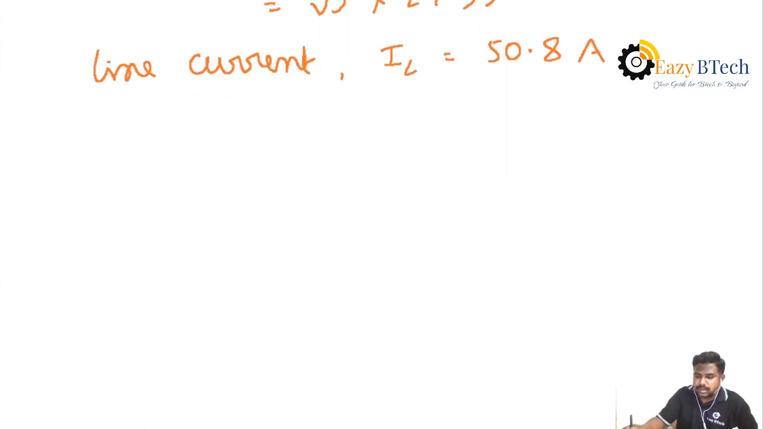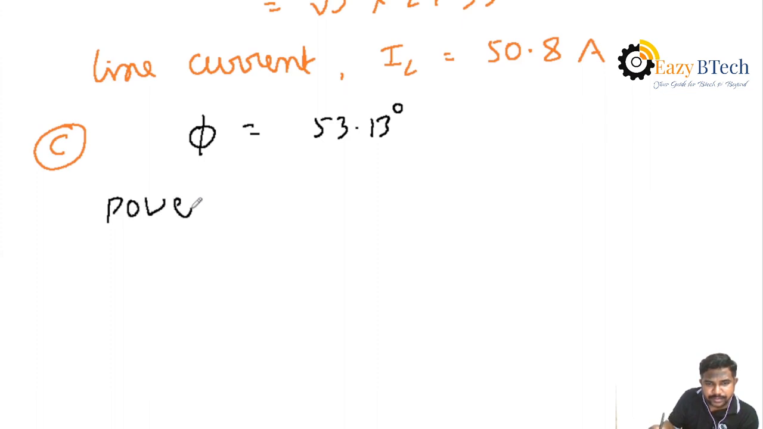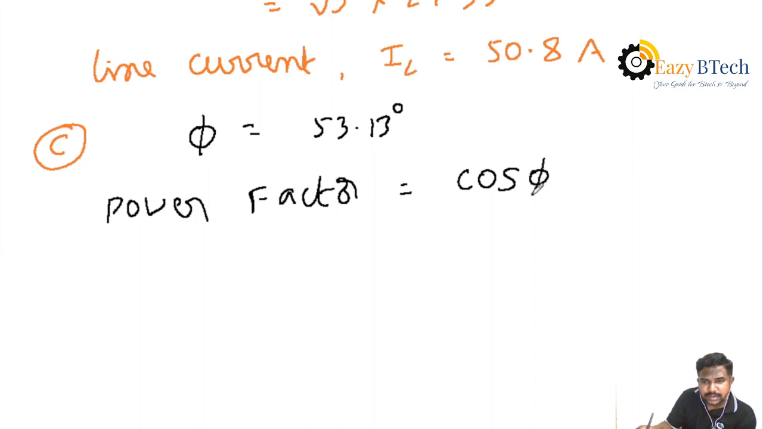Similarly, from the earlier calculations, we have the phase angle of the system, angle phi, which is 53.13 degrees. That is the phase angle of the impedance, and also of the entire system. From that, we have to find the power factor. The formula of power factor is cos phi, that is the cosine of the angle.